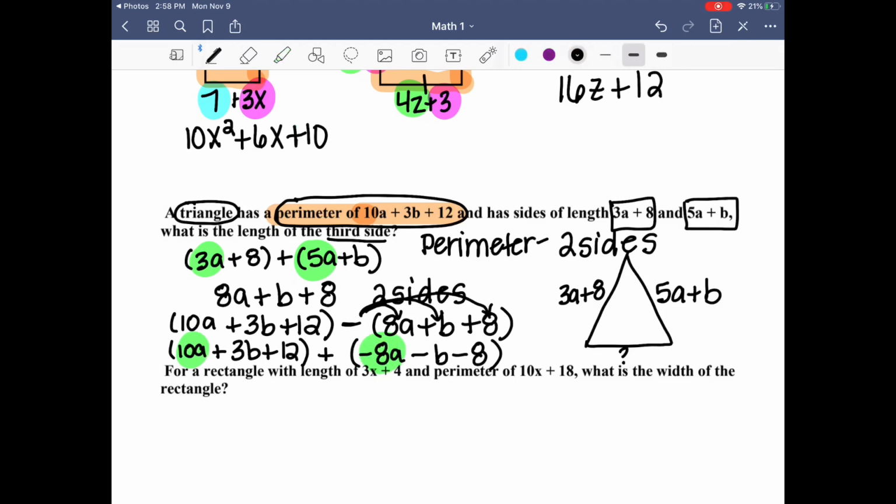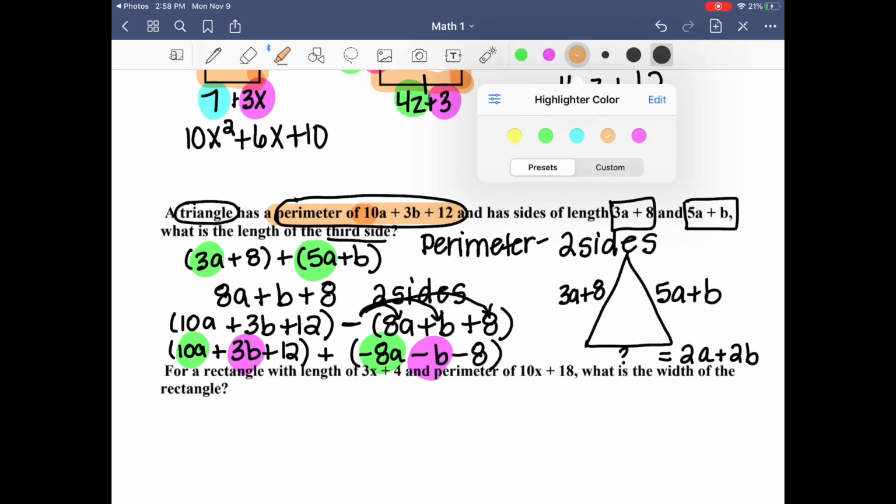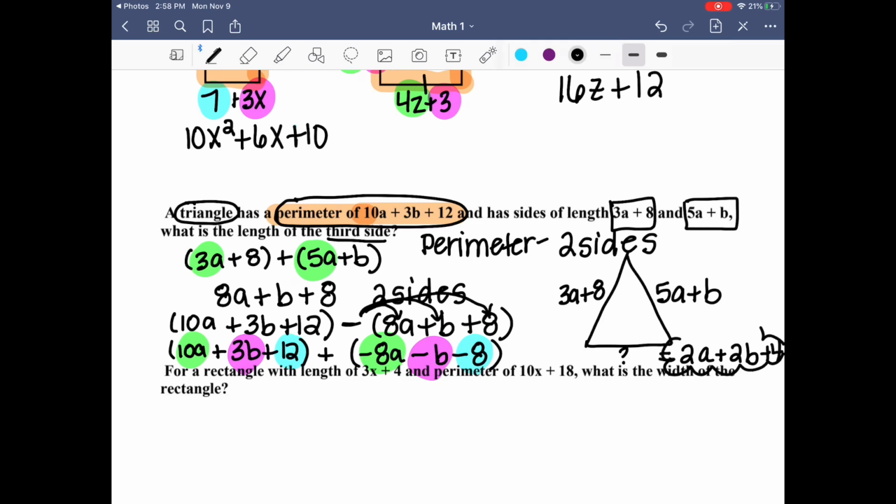So I have 10a and negative 8a. That's going to equal, so my third side is going to be 2a. Then I have 3b and negative b, so that's going to give me 2b. And then finally, I have 12 minus 8, which is going to be plus 4. So my third side is 2a plus 2b plus 4.